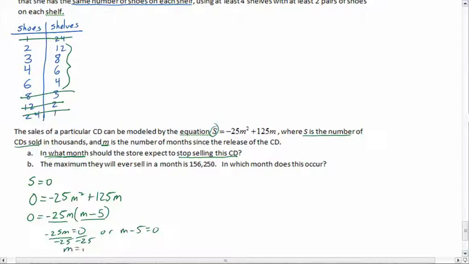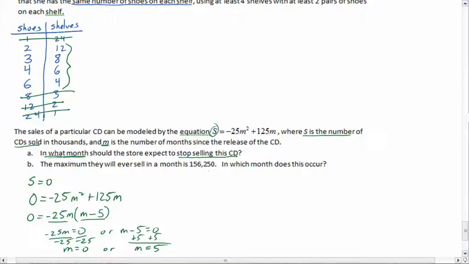And m equals 0, which makes sense because after 0 months they shouldn't sell any CDs. Or m minus 5 equals 0, in which case I add 5. And so after 5 months you can expect to sell 0 CDs.